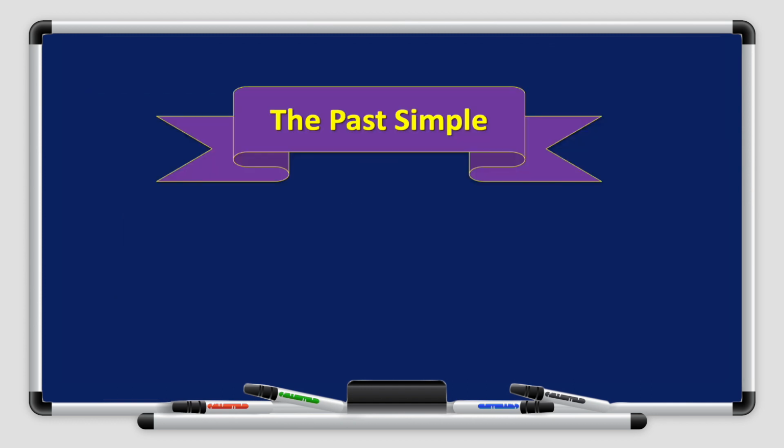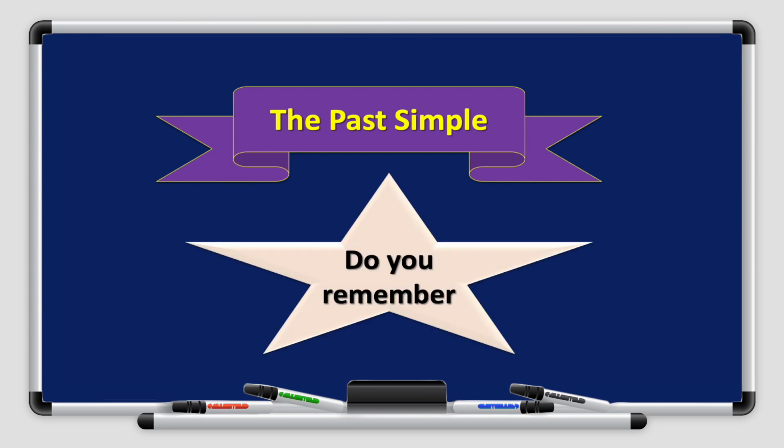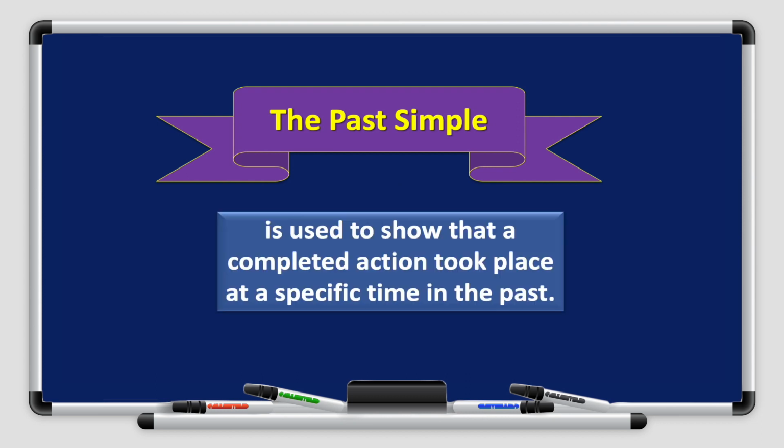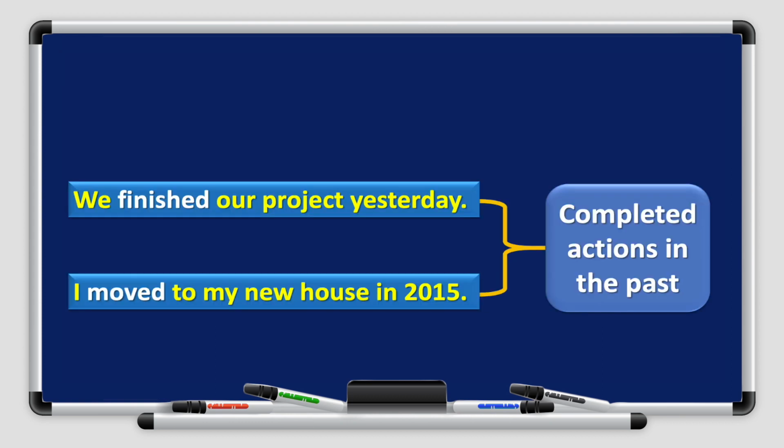Moving on to the past simple tense. Can you recall how we form the past simple tense? Or when do we use the past simple tense? Let's go over the basics. Now, the past simple tense is used to show that a completed action took place at a specific time in the past. For example, we finished our project yesterday.